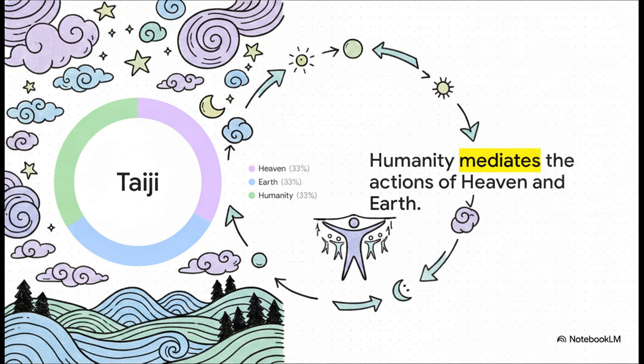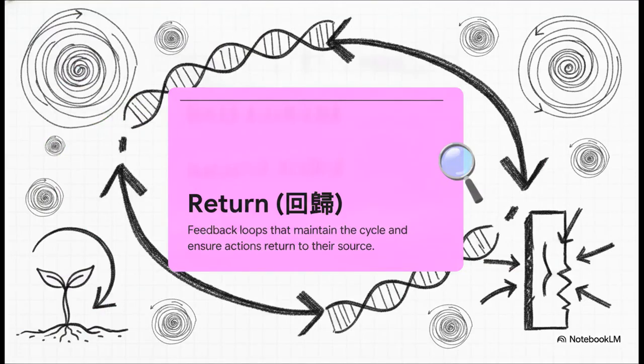In this model, humanity doesn't just sit around passively. We actually sit exactly in the center to mediate and harmonize the actions of heaven and earth. We are the active balancing factor that neutralizes the extremes, allowing the cycle of the seasons and life itself to continue smoothly. The fourth principle is return.